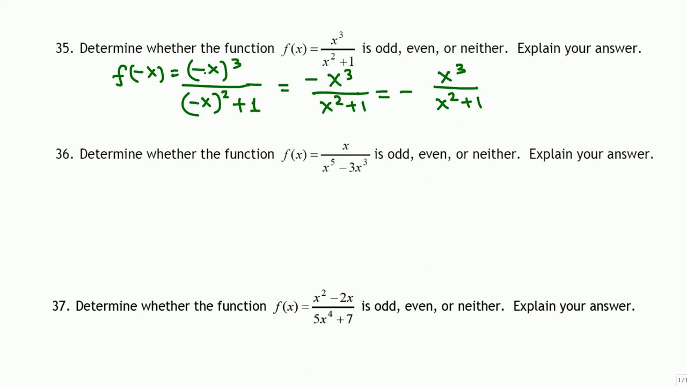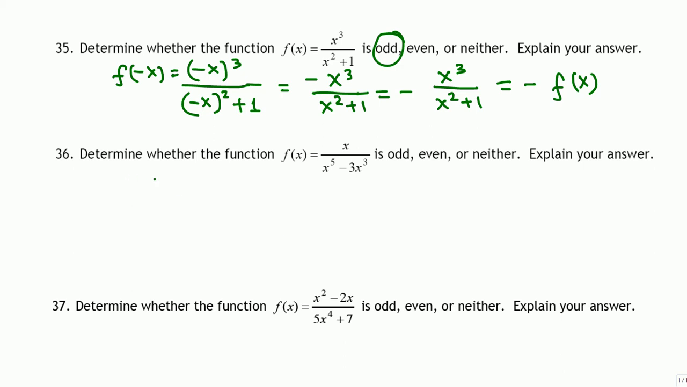So replacing x by negative x produces the negative of the original function. The original function is f of x. That means the function is odd. If replacing x by negative x gives us the same function, without the negative, then that function would be even. If we get something else, neither. So in this case, odd.